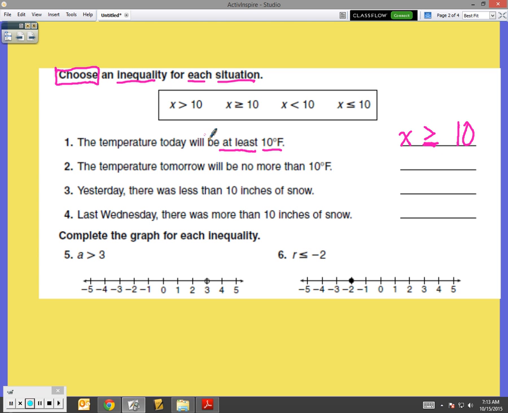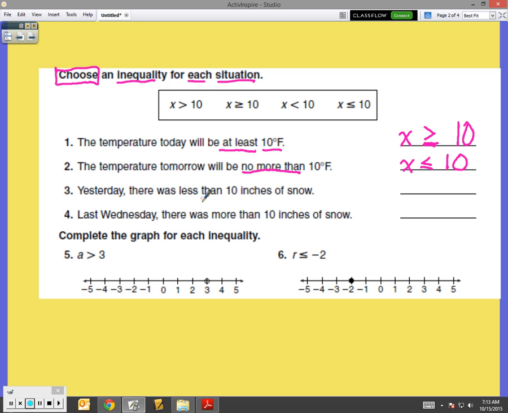Let's take a look at the next one. The temperature tomorrow will be no more than 10. So I have no more than $100. If I have no more than $100, I can't have 105, but I can have 85. I can't have 180, but I can have 10. I can't have any more than 100. So looking at this one, the temperature can be no more than 10, but it can be equal to 10. So that means it could be less than or equal to 10.